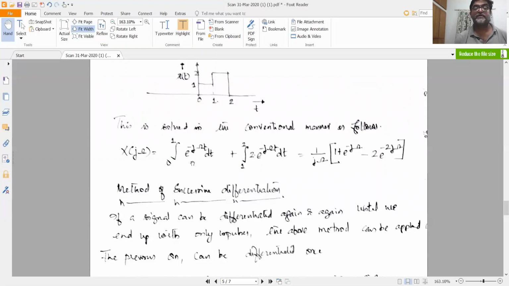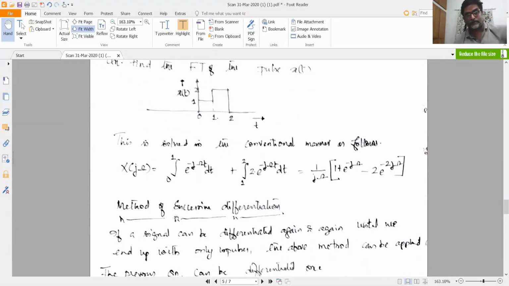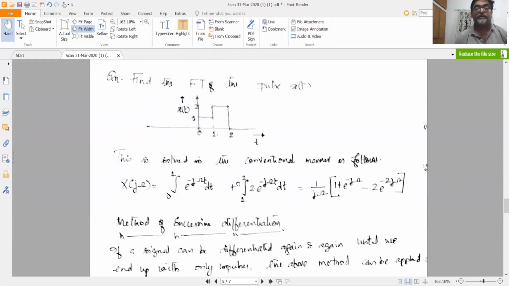is equal to this expression. So that is equal to 1 by j omega into 1 plus e raised to minus j omega minus 2 e raised to minus 2j omega. So that's easily verified. This part you can compute by evaluating these values. Now the same question can be evaluated in a different manner, which we call the method of successive differentiation. The method of successive differentiation can be applied if a signal can be differentiated again and again until you end up with only impulses.